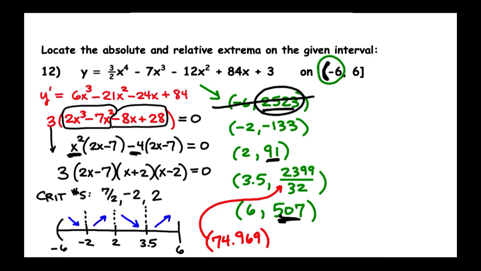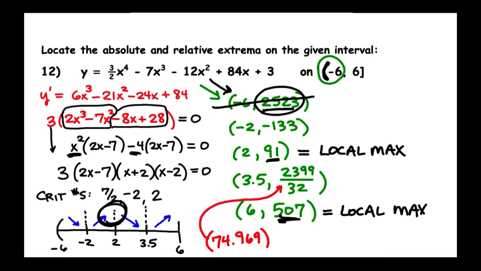So even though this is ineligible to be an absolute max, I cannot call 6,507 an absolute max. It would have to be a local max or a relative max. The same thing with the 2,91. I know that there's a max here at 2, but it's certainly not absolute because 91 does not beat 2,523. So that's simply a local max.